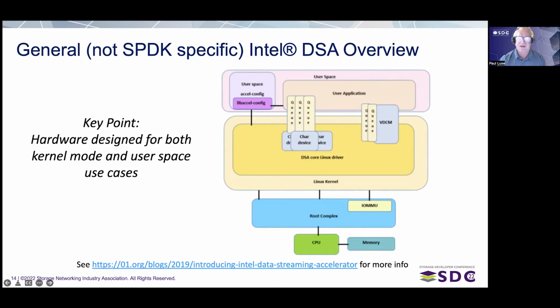So the key point here, the reason I put this diagram in here, and by the way, the complete specification is public. It's available at this link down here. It's a pretty easy read. Tells you everything you'd ever want to know about DSA. But the key point here is that DSA was designed up front to be used either in kernel space or user space. Okay, so you can either have it completely contained within the kernel, and you can have other kernel modules make use of DSA in ways that make sense.